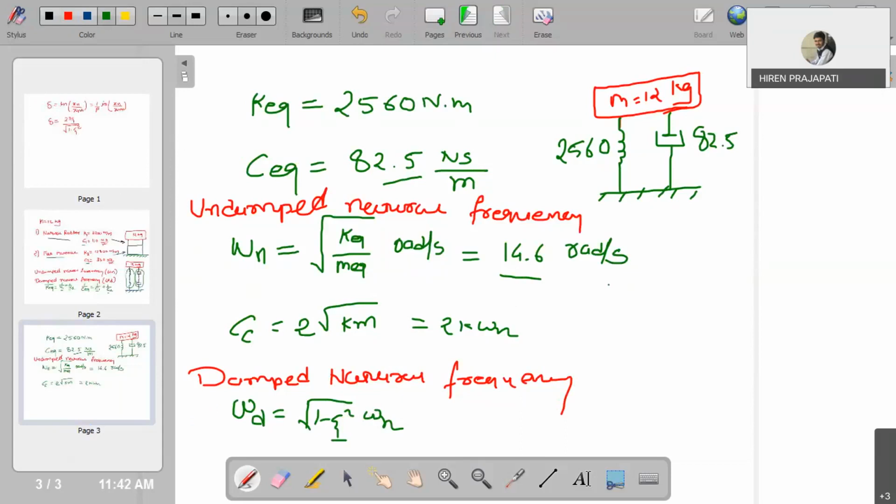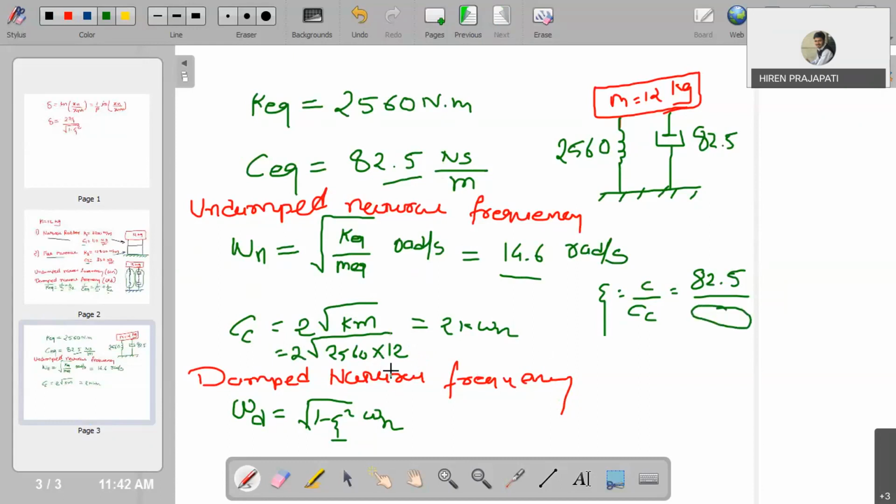Now what is zeta? Zeta is equal to C by Cc. What is C? C is our C equivalent, which we have calculated already, which is 82.5. What is Cc? For Cc we have this equation. So let us put here 2 square root of K equivalent, 2560, multiplied with mass. Mass is 12 kg. And its square root, then multiplied with 2.